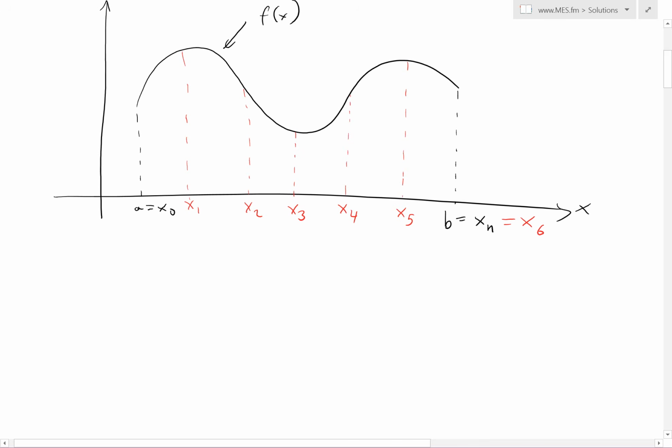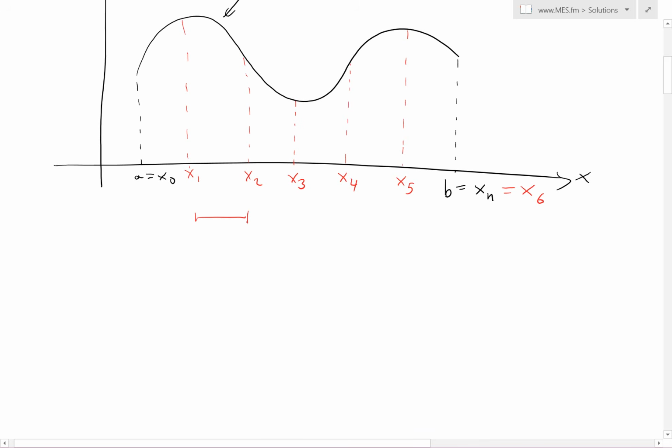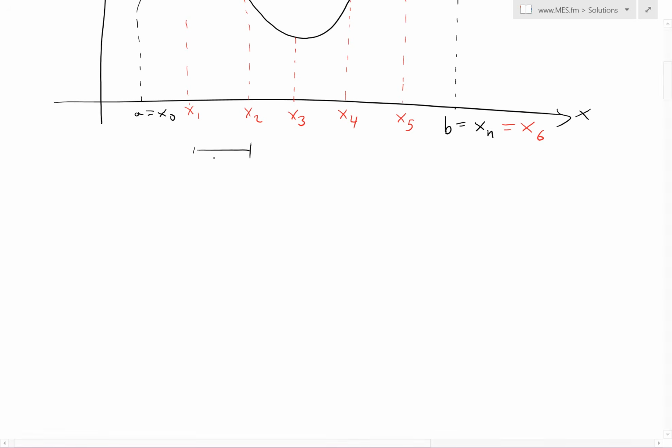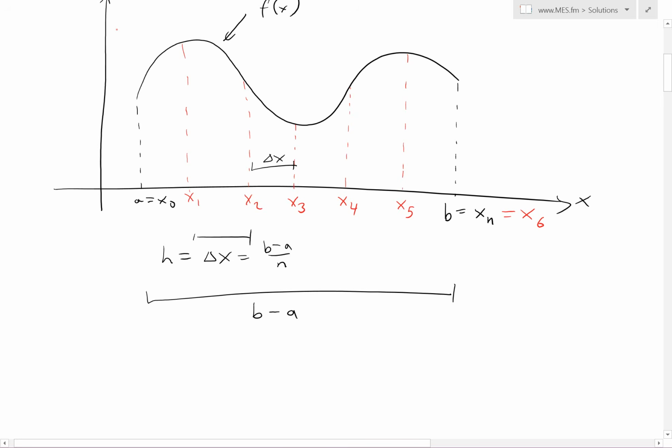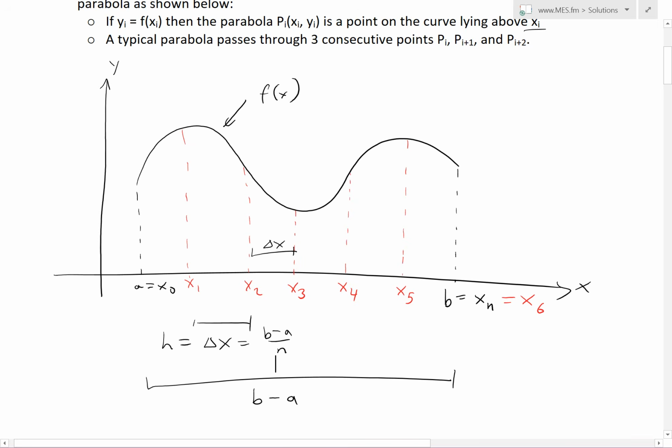First of all, we know that the distance across here is our delta x, and again we let h equal delta x, and this is just the total distance, which is b minus a. So b minus a is the total distance. To get all of these exact same distances, this is all delta x, which is just (b minus a) over n. Okay, so now getting back to our parabola estimation.